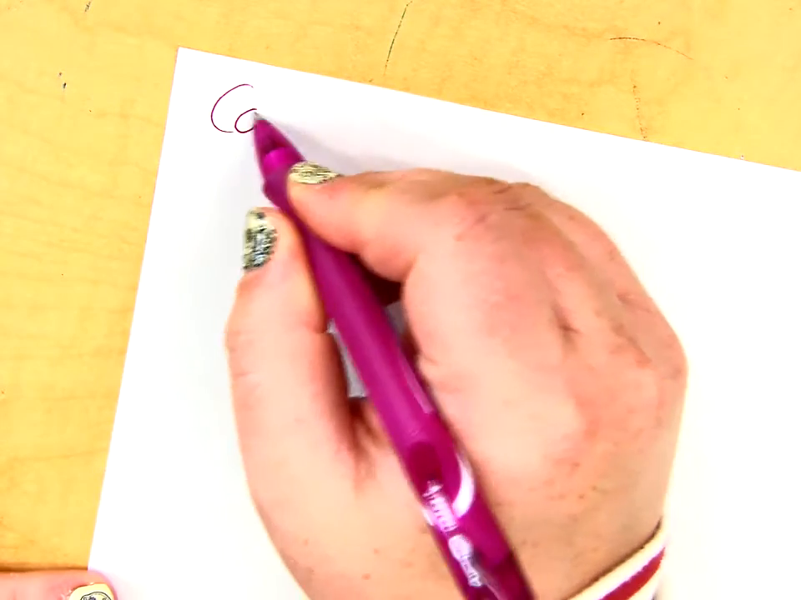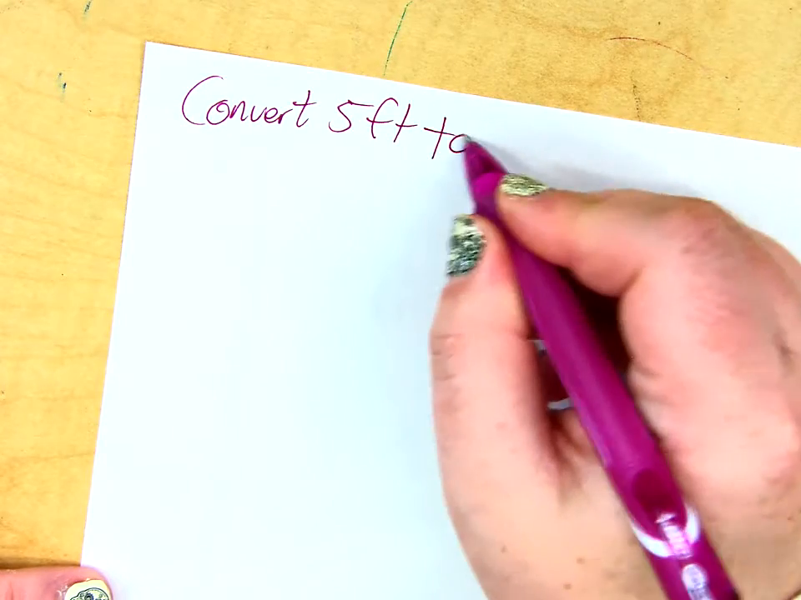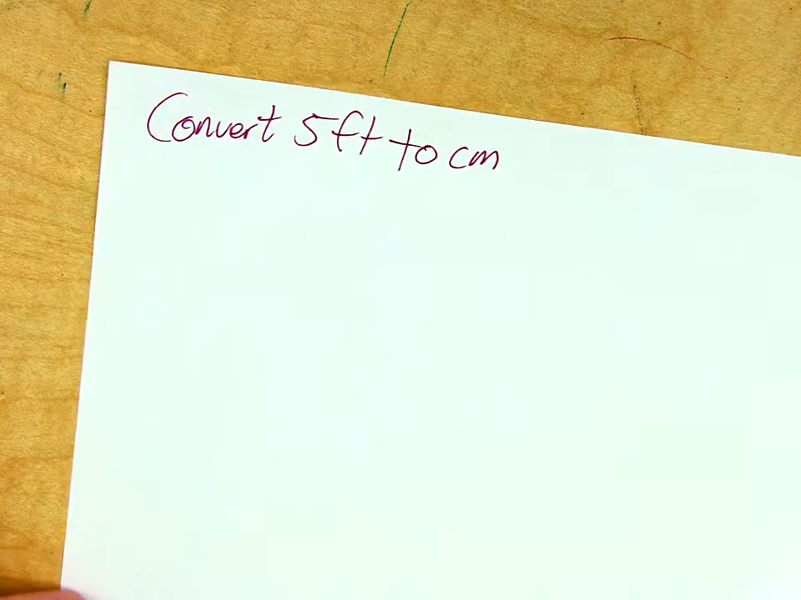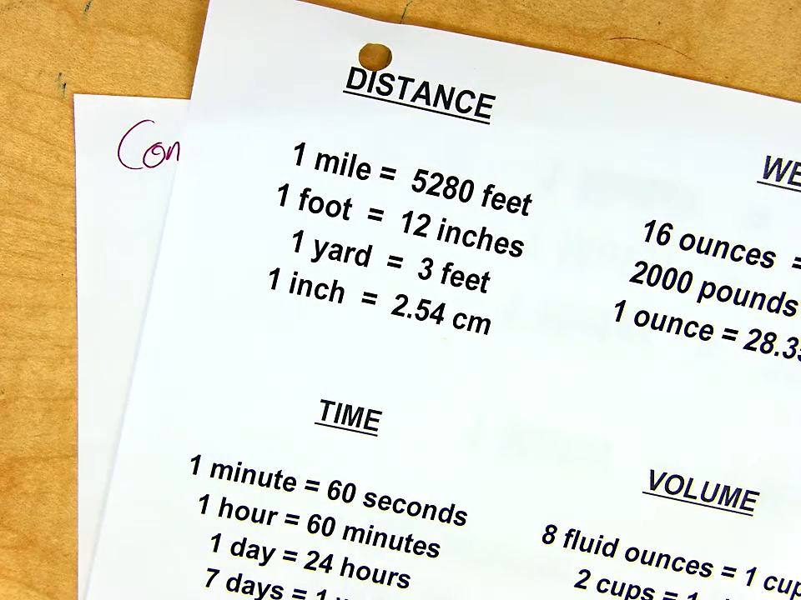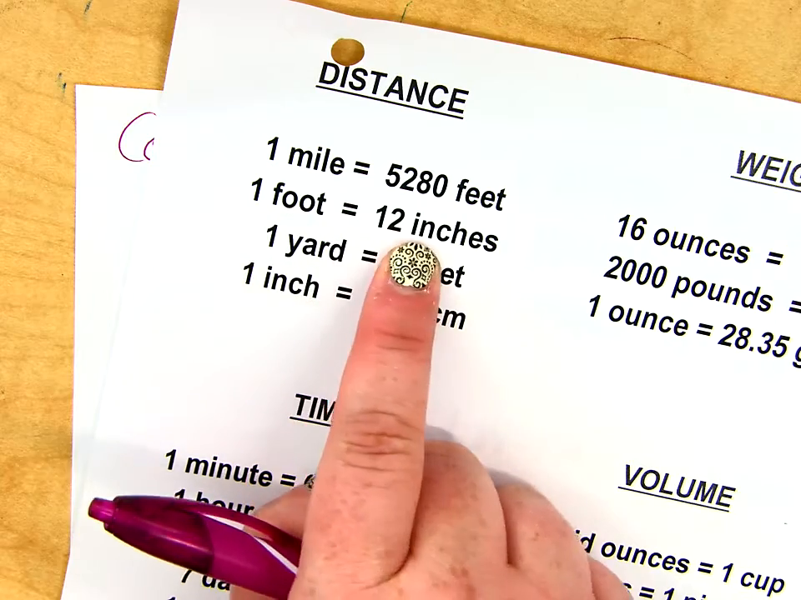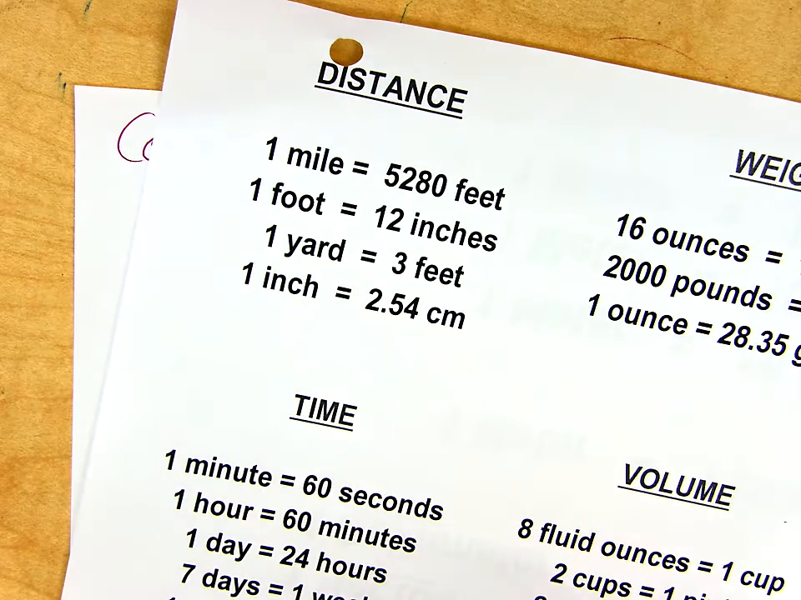Okay, now let's try one that maybe isn't just time. Let's do a height one. Let's take a 5-foot person and figure out how tall they are in centimeters. So, convert 5 feet to centimeters. If you look at your conversion sheet, I don't have one for feet to centimeters. But I do have feet to inches and then inches to centimeters. So that's how I'm going to have to go.